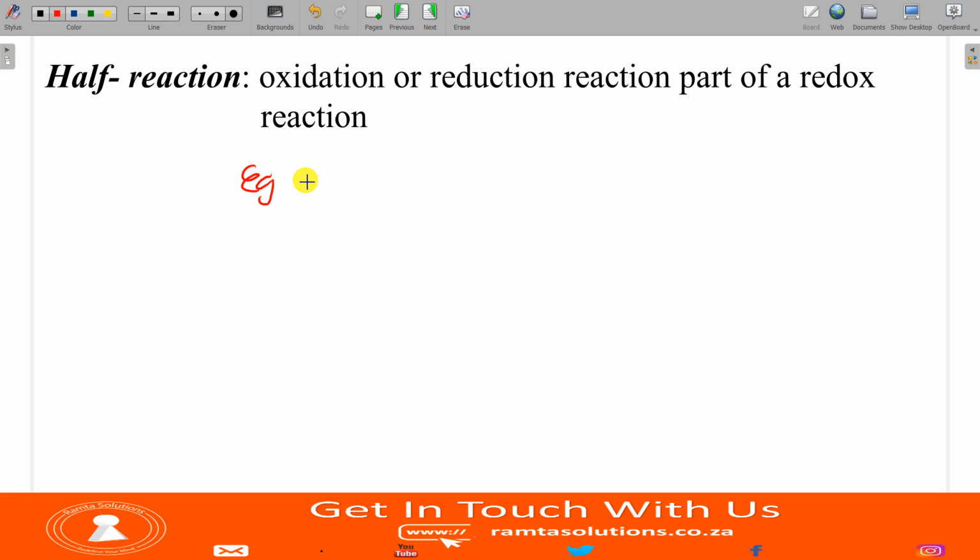An example here will be, let's say this is the overall reaction, copper zinc. So this is the copper. Let's say this is the reaction that we have. This is a copper zinc cell.